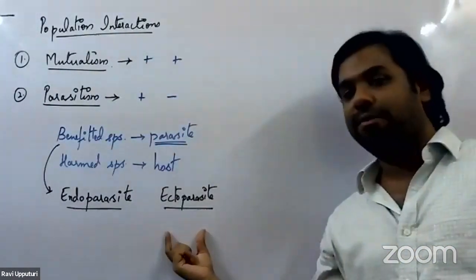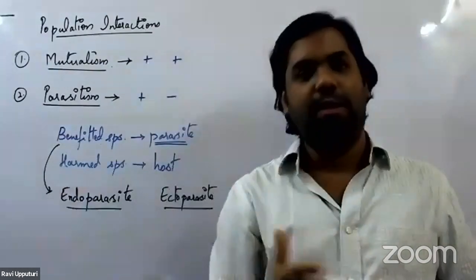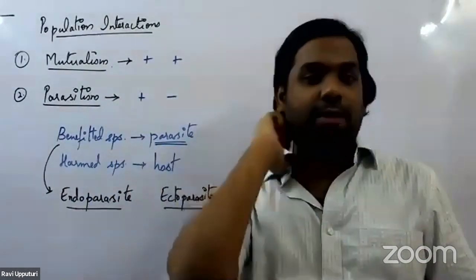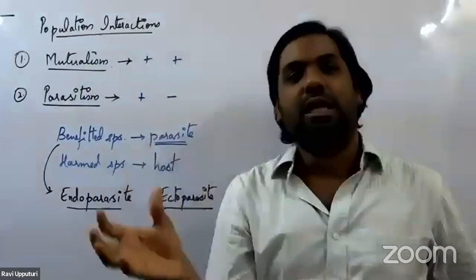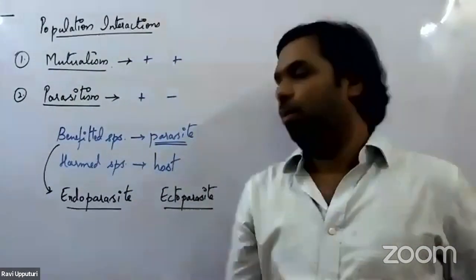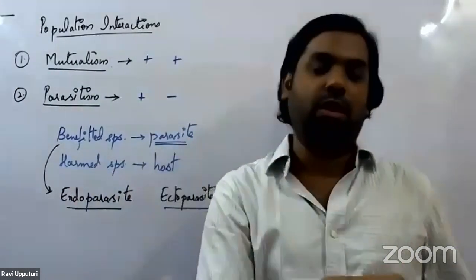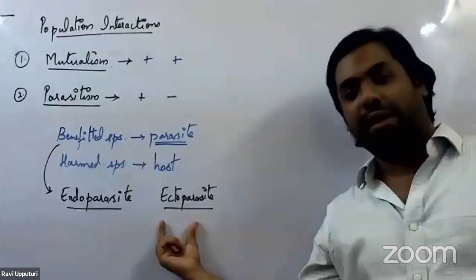Whereas ectoparasite, ecto refers to outside. So these parasites usually live outside the body of the host organism. So if any parasite lives inside the body of the host organism, we would start calling it an endoparasite. A parasite which is living outside the body of the host organism, we would start calling it an ectoparasite.